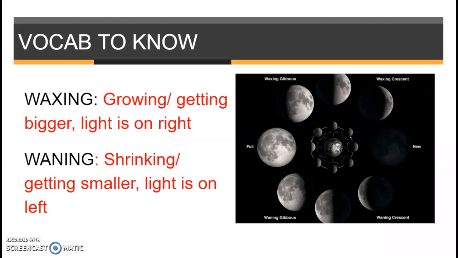Now, some vocab to know. Waxing means growing or getting bigger. So the light is on the right. Now, waning would be shrinking or getting smaller. The light is on the left on those.